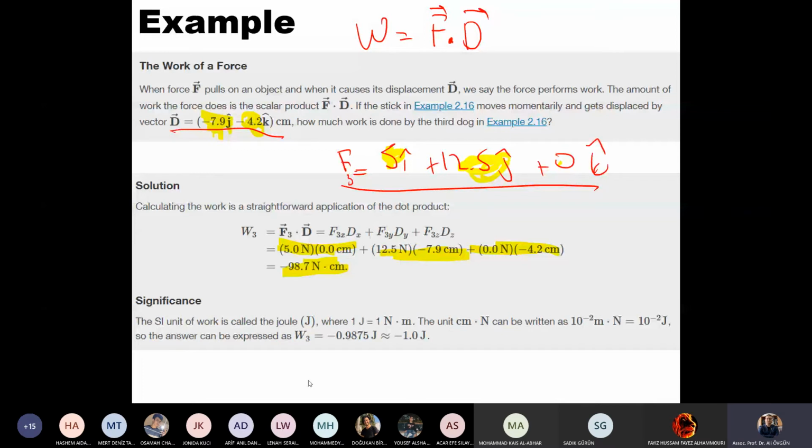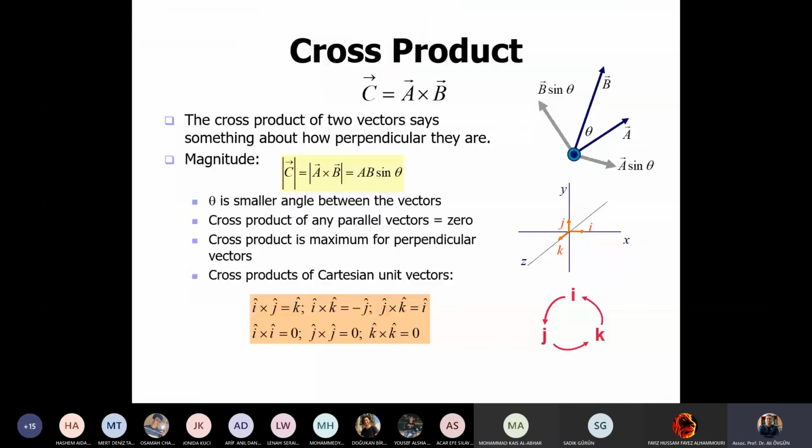Yes, another important thing is, as I said, the cross product. What happens if you multiply two vectors crossly? This is the cross product or vector product. The equation for it is A cross B is equal to A B sine theta. Different from the scalar product, where we take cosine theta, here we use sine theta.